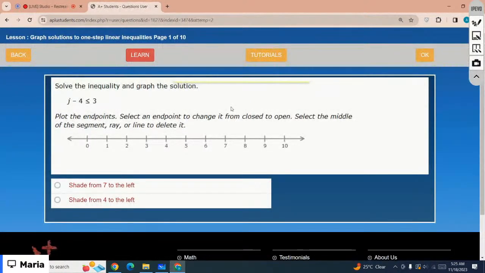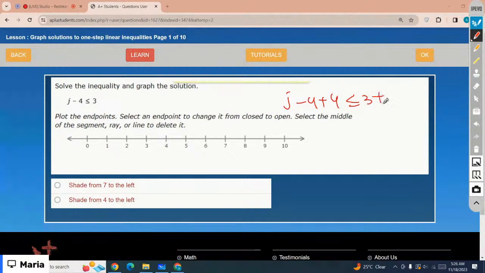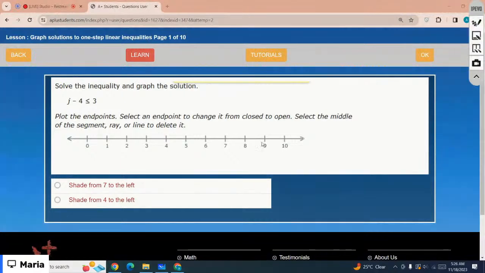First solve the inequality, right? It would be j minus 4 plus 4 is less than or equal to 3 plus 4. You need to add 4 both sides. So 4 minus 4 is 0, you are just j, and 3 plus 4 is 7. That means the solution of the inequality is j is less than or equal to 7. So the correct option is the less than or equal to 7 is shade from 7 to the left. Option number 1 is the correct option. Got it? You have to solve and then graph.